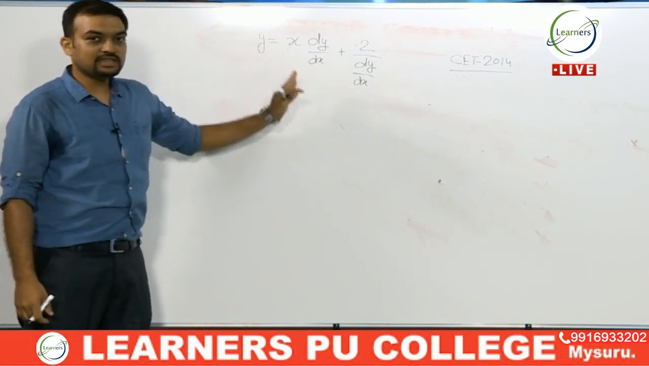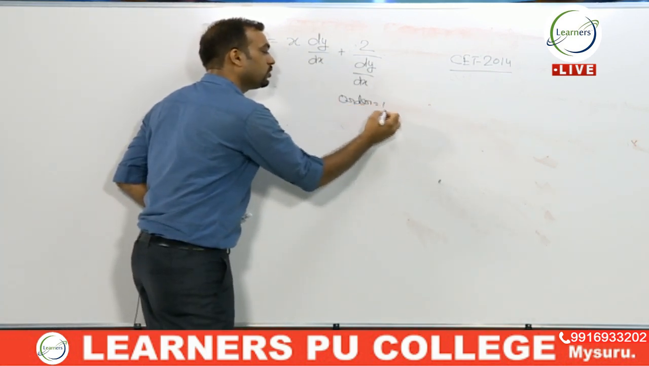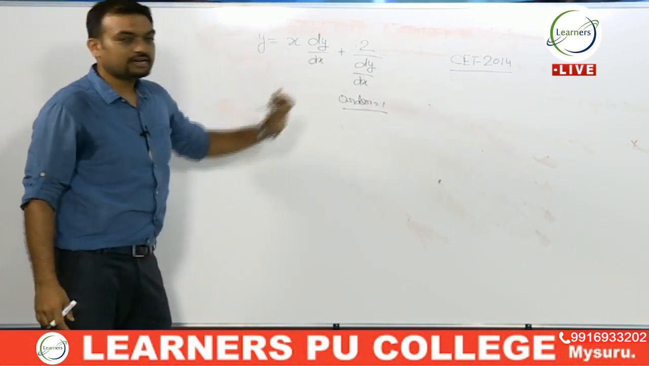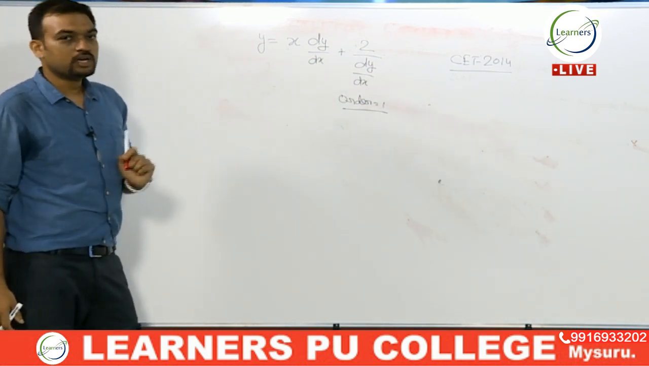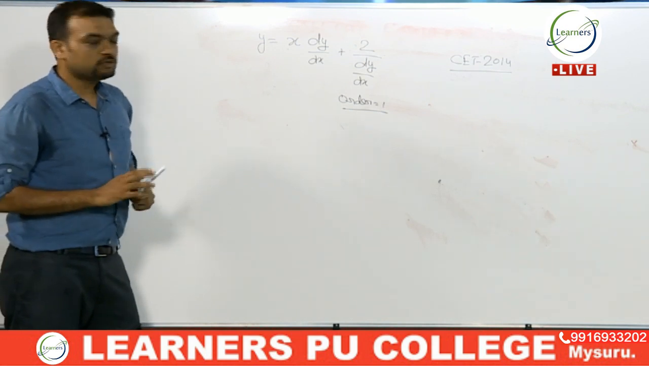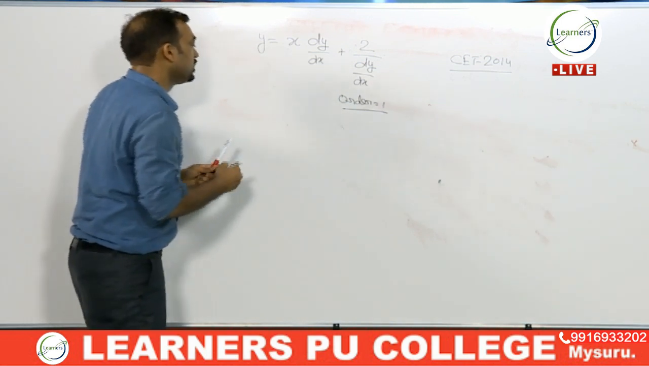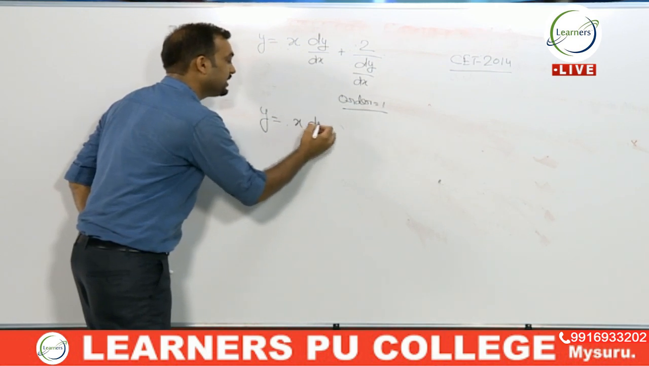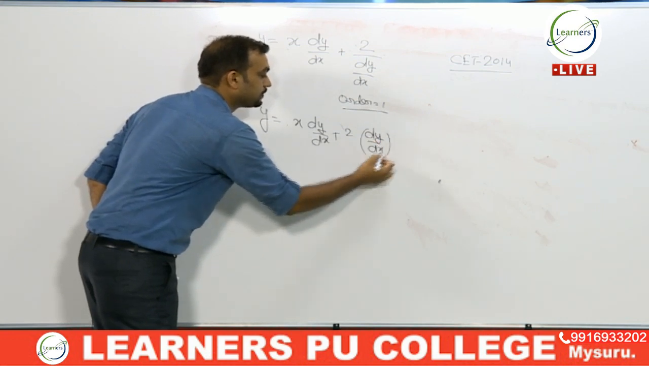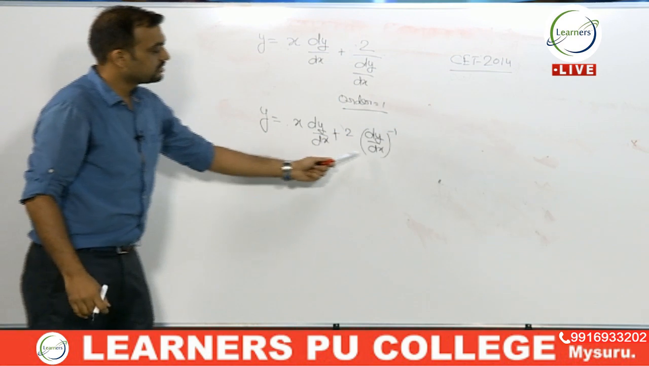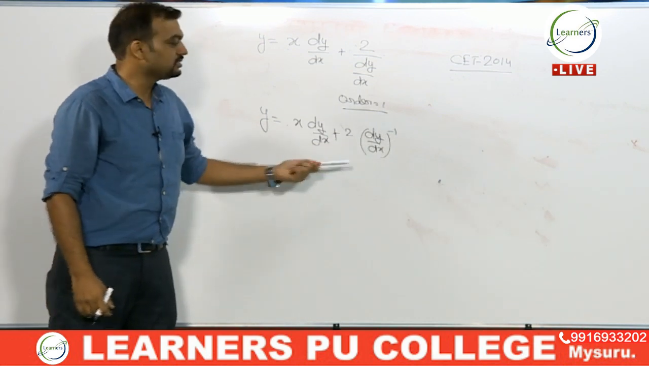I hope students, by seeing the problem itself, you will get to know what the order is. Order is simply 1 because the highest order derivative present in this differential equation is of first order. Now we have to talk about the degree. First we have to check whether it is a polynomial in its derivative term. We can write y is equal to x dy upon dx plus 2 (dy upon dx) power minus 1. This is not a polynomial in its derivative term because the power is minus 1, which is not a whole number.